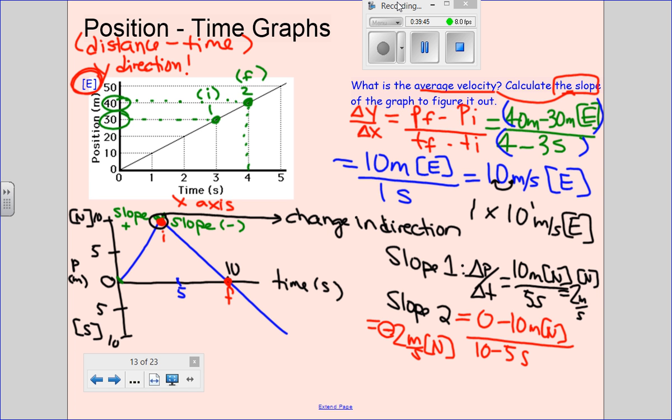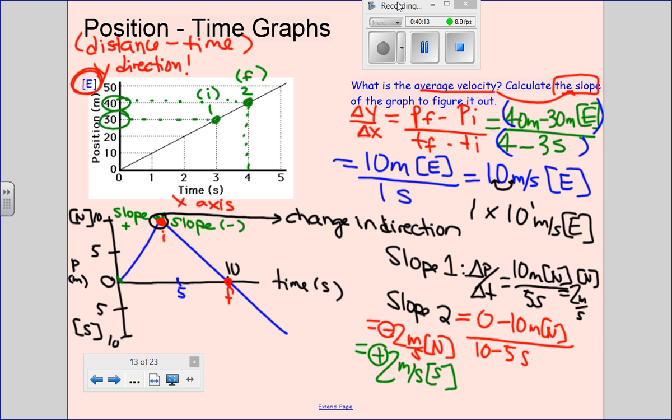So I could write negative 2 meters per second north, or I could write positive 2 meters per second south, and I would be saying the same thing. So what I'm trying to illustrate to you is that if the slope starts going down on a position time graph, it doesn't mean that we're going slower. It means that we're going the other way.